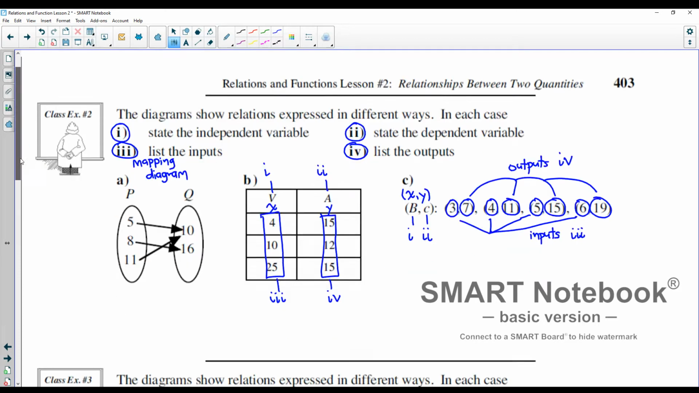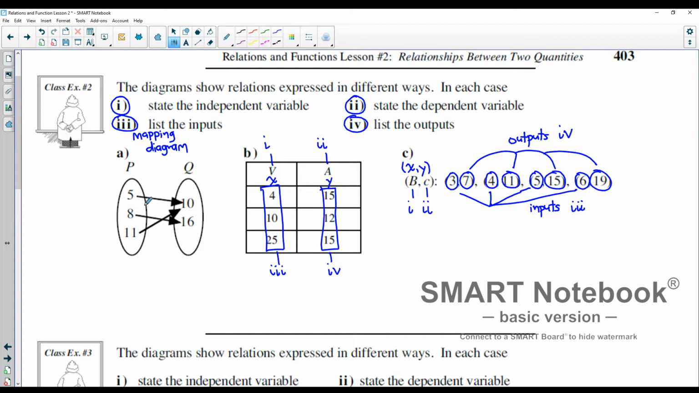Now, the way a mapping diagram works is the values in the oval on the left-hand side, those are going to represent my X values. The values on the right-hand side, those will represent Y values. Therefore, P here would be your independent variable, and Q would be your dependent variable. If you want to take this mapping diagram and write it as a set of ordered pairs, we could do that. So we could write down as an ordered pair, P comma Q. And then you kind of just follow the map to write down the ordered pair.